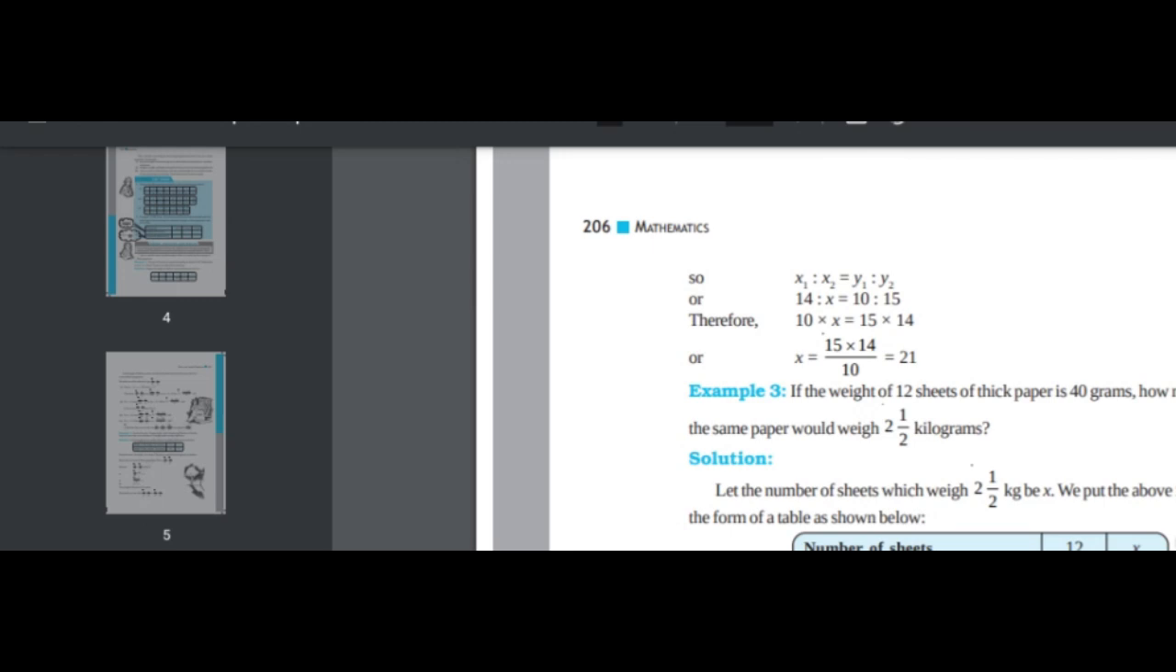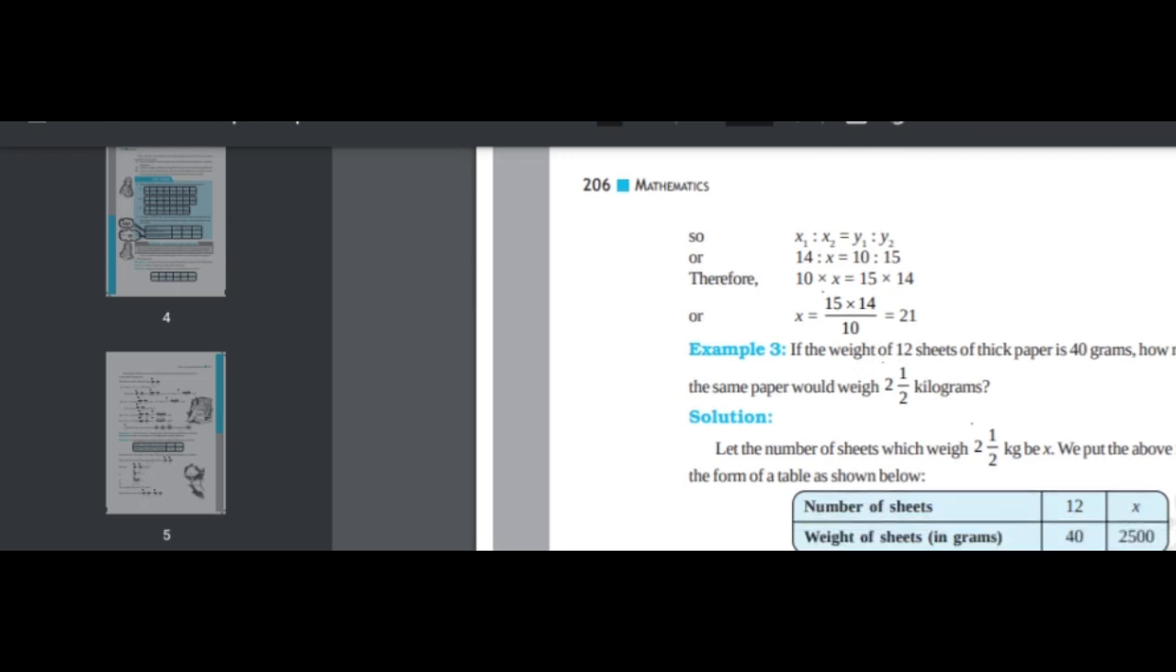Now this is example number 3. If the weight of 12 sheets of a thick paper is 40 gram, how many sheets of the same paper would weigh 2 1 by 2 kilograms? Okay, so 2 twos are 4, plus 1, 5 by 2. This becomes 5 by 2. Let the number of sheets which weigh 2 1 by 2 kg be x.